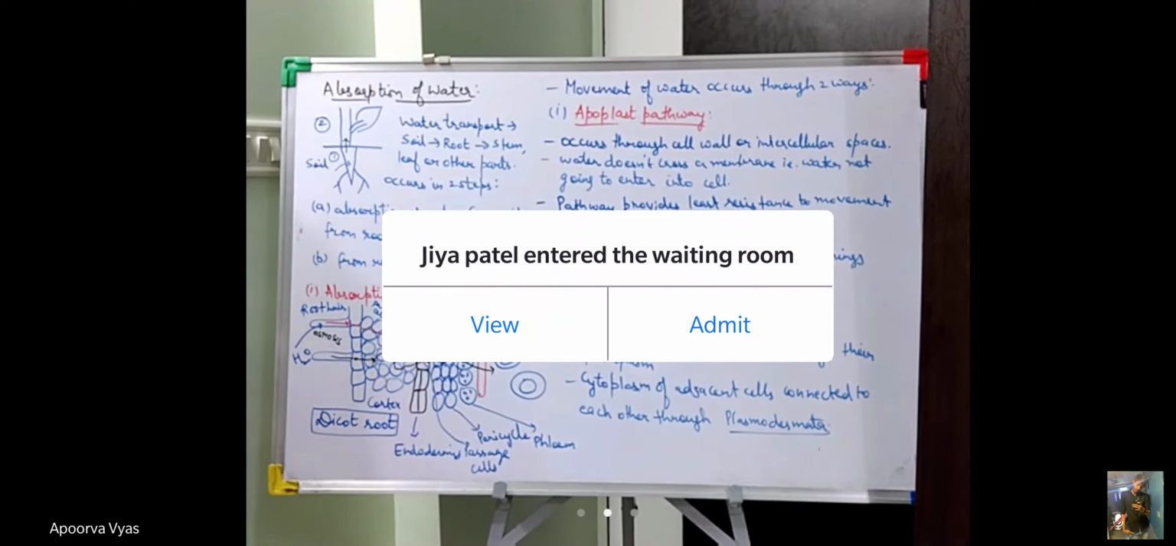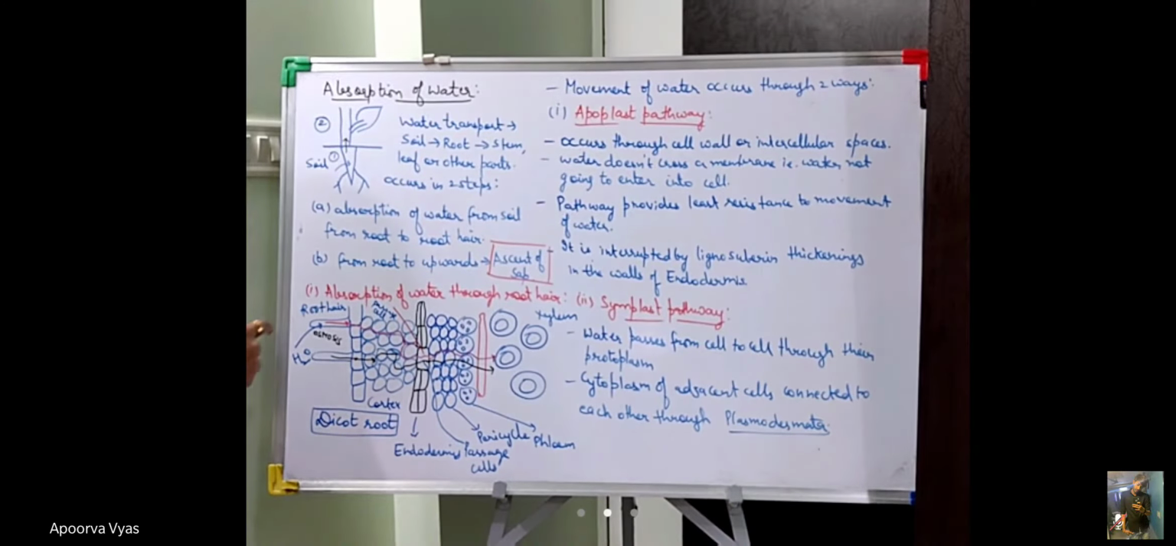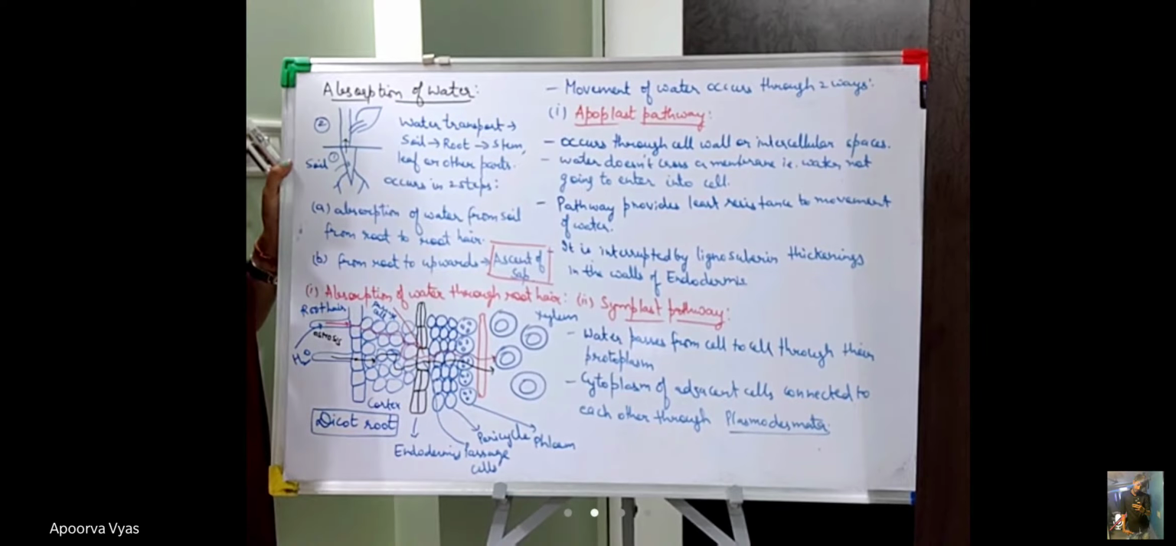तो अब एपोप्लास्ट पाथवे की भी हम बात करें. एपोप्लास्ट पाथवे में व्हाट इज हैपनिंग? सबसे पहले द वाटर एंटर्ड थ्रू द रूट हेयर, रूट हेयर के बाद इट एंटर्ड इनटू द एपिडर्मिस. नाउ कॉर्टिकल सेल्स में अब यहाँ पे इस एपोप्लास्ट पाथवे में जो चीज याद रखने की है, वाटर विल नॉट एंटर इनटू द सेल, वाटर विल ओनली मूव थ्रू द सेल वॉल एंड थ्रू द इंटरसेल्युलर स्पेसेस. So now the water is moving through the cortical layer, through these intercellular spaces.